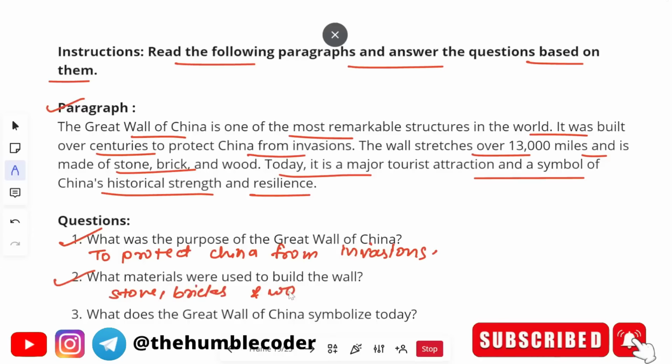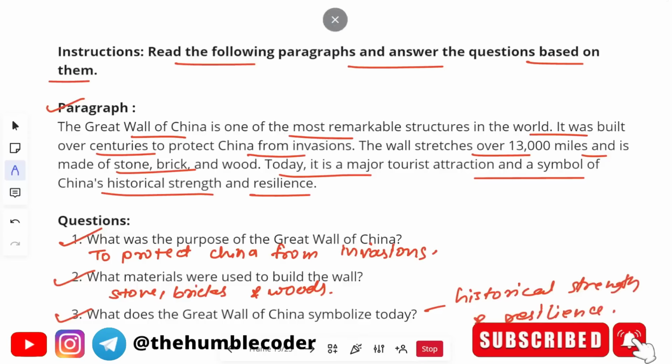Okay, let's move on to the next question. What does the Great Wall of China symbolize today? So the Great Wall of China symbolizes China's historical strength and resilience. Okay, so basically you have to listen to the paragraph or read the paragraph very carefully, otherwise you won't be able to understand what the answers to the questions will be. Okay, let's now move on to the next question.